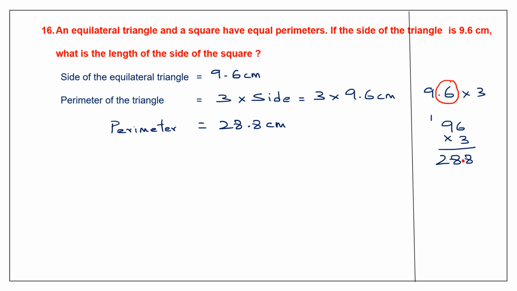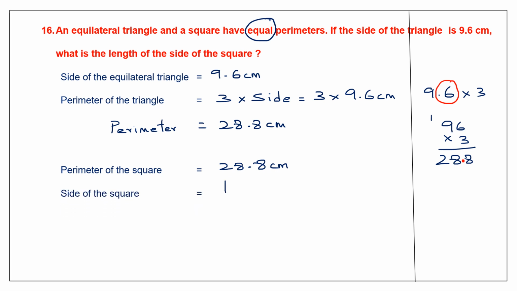Now, according to the question, the triangle and the square have equal perimeters, isn't it? So we can use the perimeter of the triangle now to find the side of the square. So the perimeter of the square is the same as the perimeter of the triangle, which is 28.8 centimeters. Now to find the side of the square, the formula will be perimeter divided by 4 because it has 4 equal sides, and the perimeter is 28.8 centimeters divided by 4.